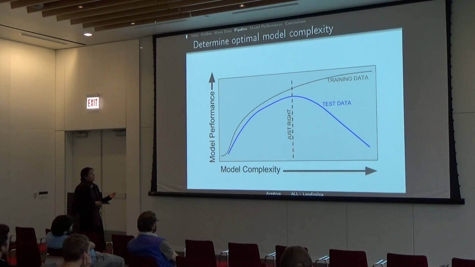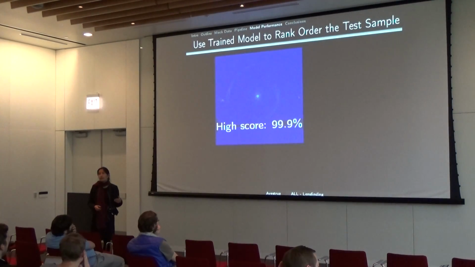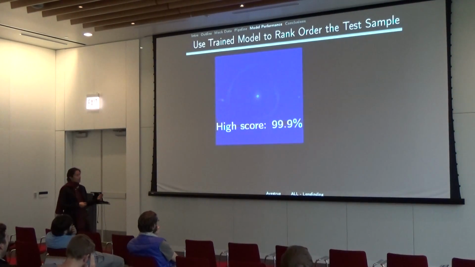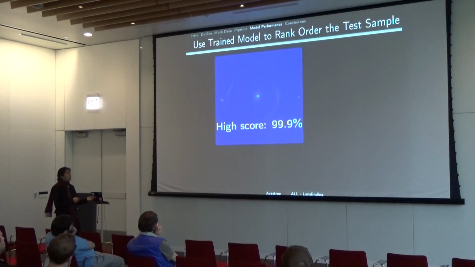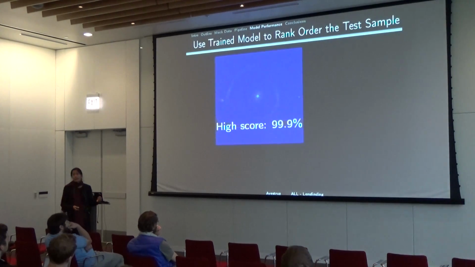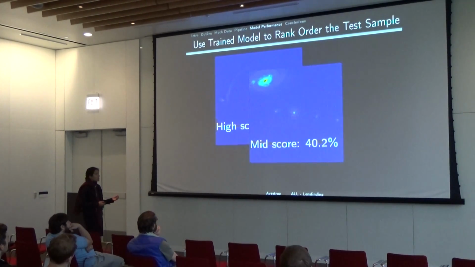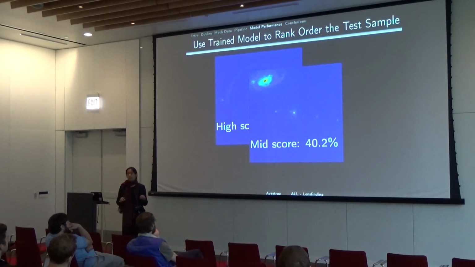So once we have that, we can use the trained model to now rank order the test sample. So here's something that you probably by eye get a relatively high score of, say, 99%. You can clearly see these giant arcs on either side of the lensing galaxy. Something that's a mid-score looks a little something like that, and this was given a 40% score.